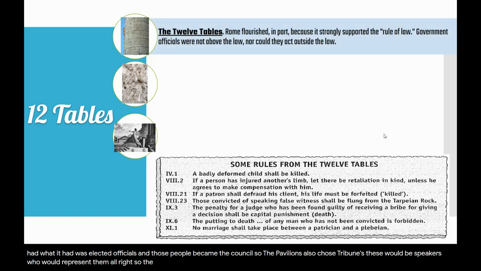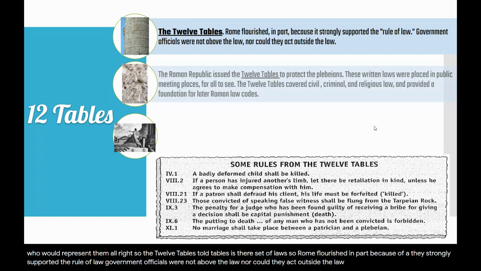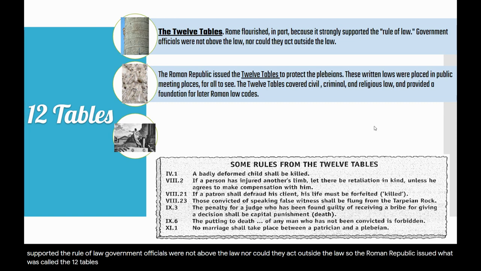All right, so the 12 tables. 12 tables is their set of laws. Rome flourished in part because they strongly supported the rule of law. Government officials were not above the law, nor could they act outside the law. So the Roman Republic issued what was called the 12 tables to protect the plebeians. These written laws were placed in public meeting places for everybody to see.